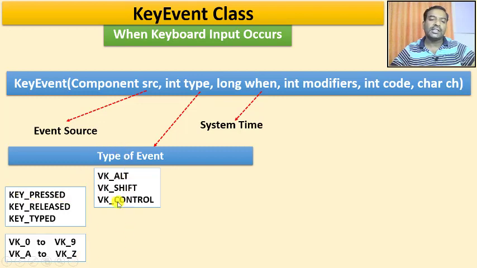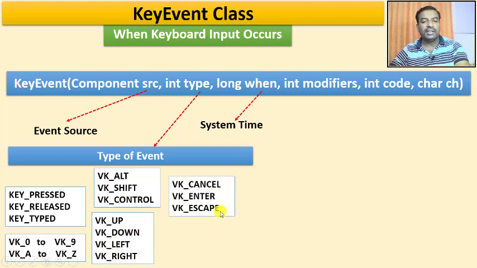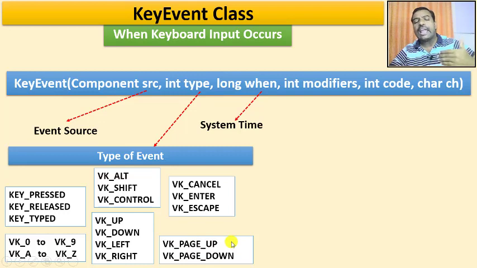Along with this, the other keys are the Alt key, the Shift key, the Control key, and the event can be the up key, down, left and the right key, and the cancel key, the enter key, the escape key, the page up, the page down, and any keys that you take on the keyboard. All those events are going to have the virtual key code. And now this type of event can be generated by any key on your keyboard.